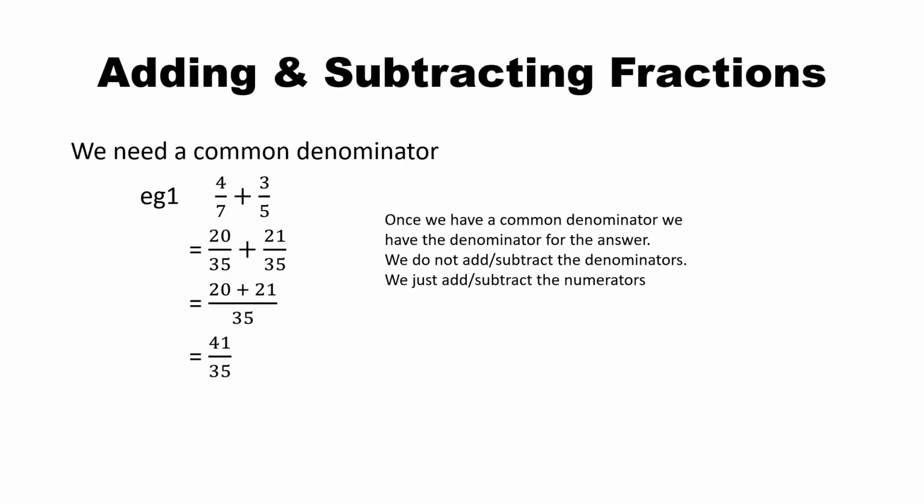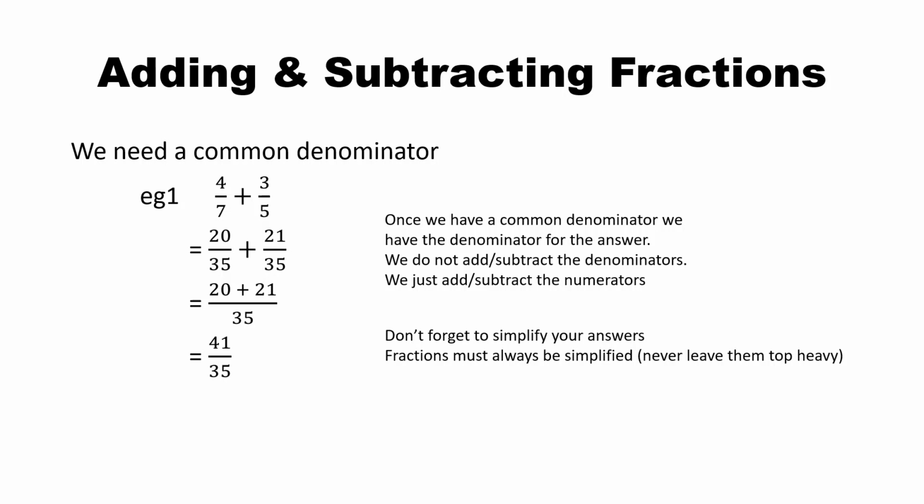But watch out, this answer is not complete. Don't forget to simplify your answers. This fraction can be simplified. You may not find a common factor that you could divide both 41 and 35 by. However, it is top heavy. That is that the numerator, the top number, is bigger than the denominator, the bottom number. So let's turn this into a mixed number.